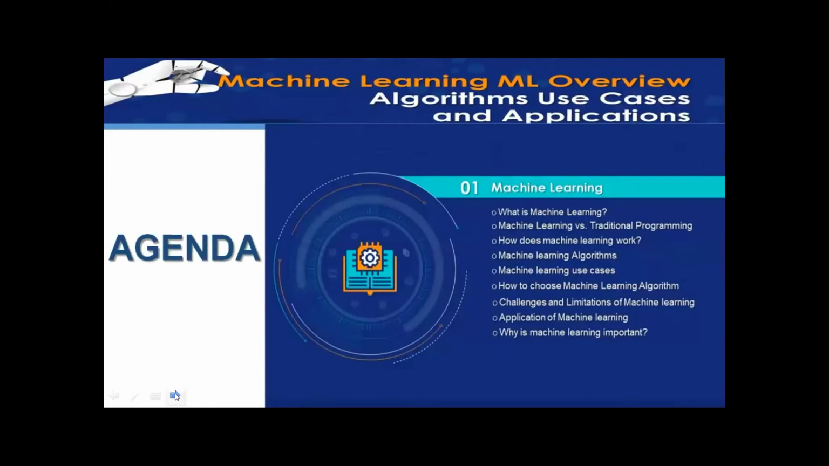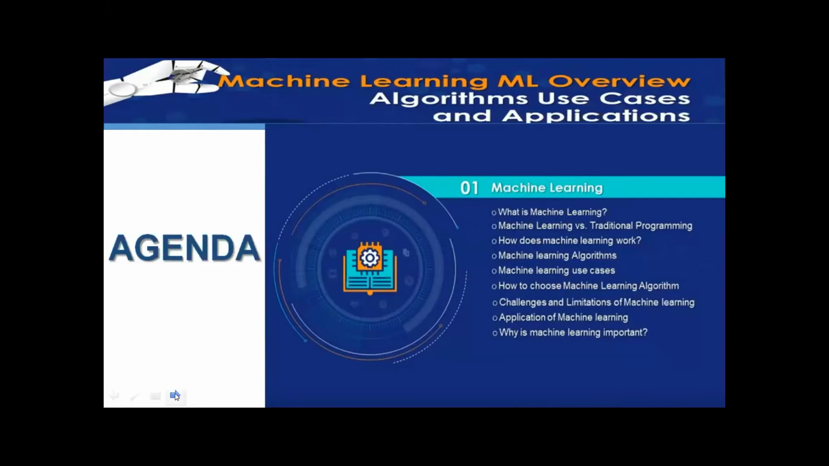The agenda of today's session will be, first I'm going to explain what is machine learning. The next topic will be the difference between traditional programming and machine learning. Then I'm going to give you a detailed demo introduction about how machine learning works. Then what are all the algorithms you have to learn in your machine learning development, and then the use cases in machine learning. And then how to choose a machine learning algorithm. Suppose you are going to work with a problem, how you have to choose your machine learning algorithm. In that case, you have to be very clear about that.